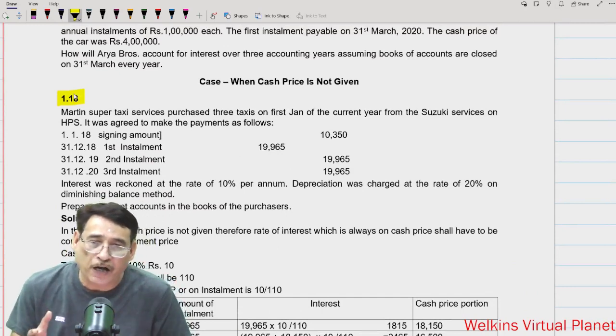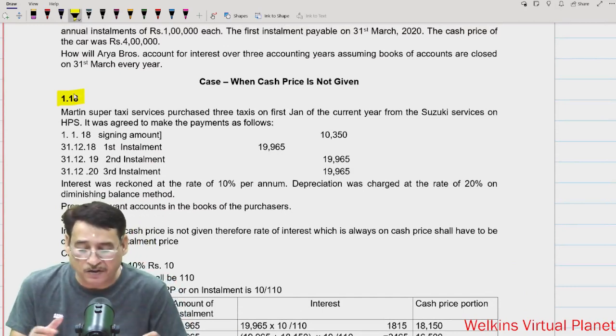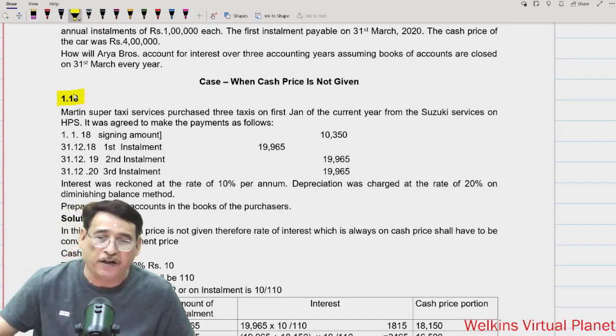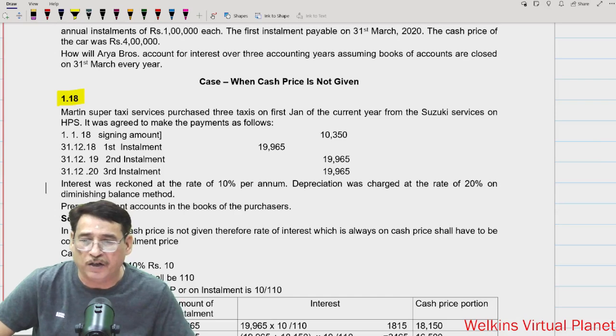So when cash price is not given, how interest is computed, that is going to be the theme of this particular session. But before I do that, we will take a 5 minutes break and then we will continue. 5 minutes break, correct?